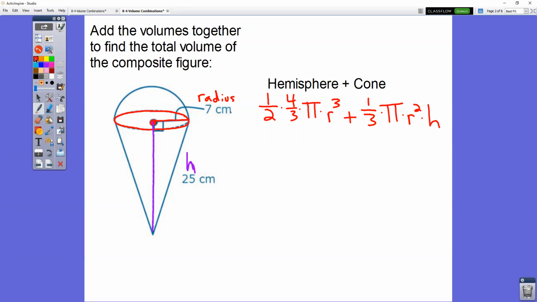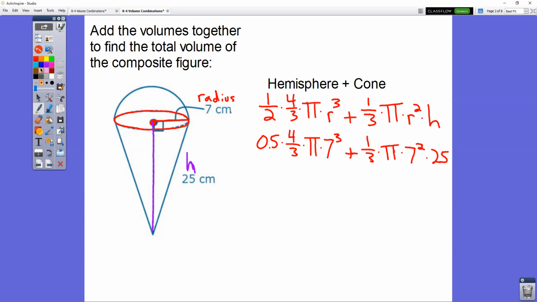Subbing the numbers into the formula where they belong. We still have our 1/2. Remember, you could use 0.5 instead. I'm actually going to write 0.5 instead. I think it's easier to type into the calculator that way. So 0.5 times 4/3 times pi. Now for our hemisphere, the radius is 7. So we have 7 to the third power plus we have 1/3 times pi times our radius, which is 7 for our cone, squared times 25.